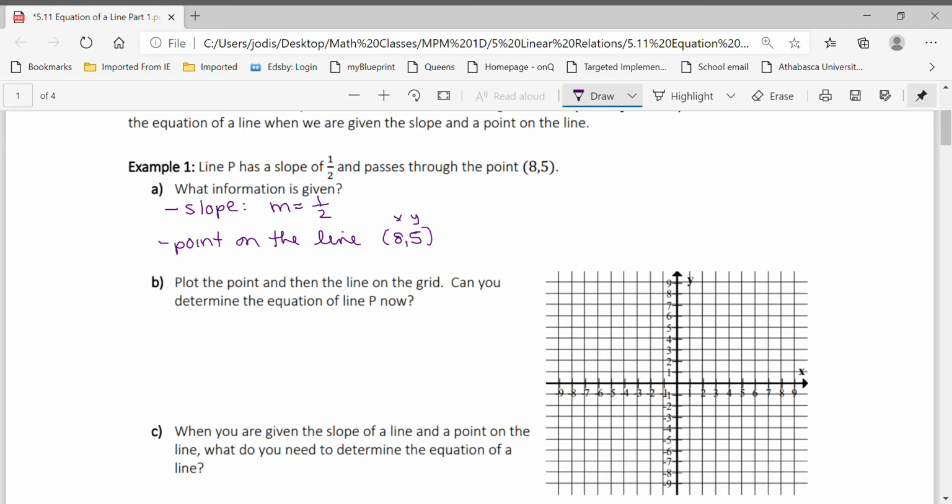So let's plot our point first. So x is 8 and y is 5. So we've got our point, and then we want to draw the line. Well, we're given the slope, so let's use our slope to actually draw this line. So it's a rise of 1 and a run of 2, which kind of goes off of our grid. So let's use our reverse slope. So instead we're going to use that slope as -1 over -2. So we're going to go down 1 and then to the left 2, and again go down 1 and to the left 2. So let's draw our line.